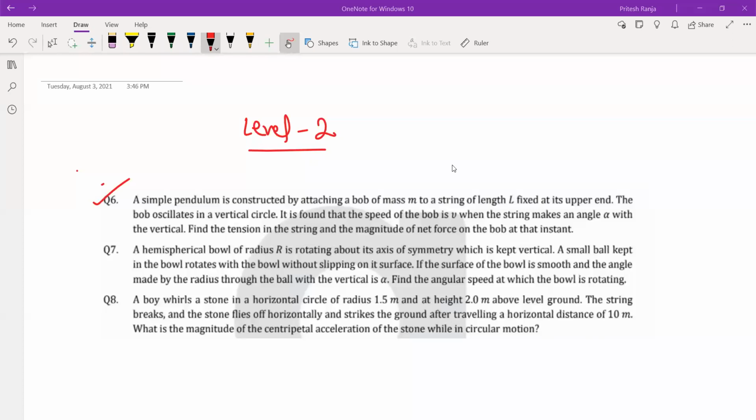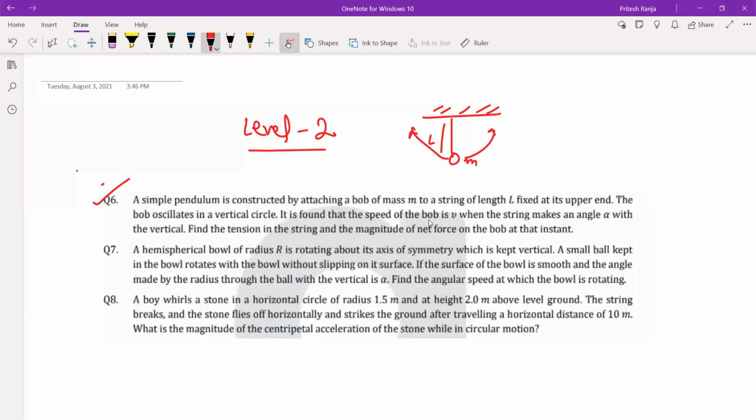We will just see the ideas here. A simple pendulum is constructed by attaching a bob of mass m to a string of length L fixed at its upper end. The bob oscillates in a vertical circle, right? This is oscillating in the vertical circle.